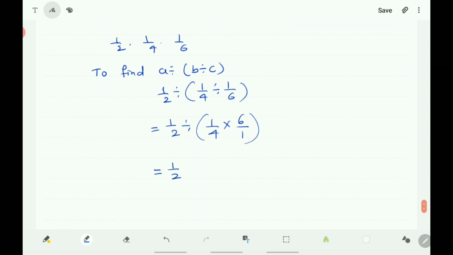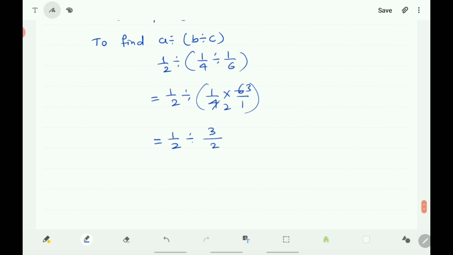1 by 2 divided by, you can cancel here, 2 2s are 2 3s are, so the numerator becomes 1 3s are 3 and the denominator becomes 2 1s are 2. So it is 1 by 2 divided by 3 by 2. Next it becomes 1 by 2 into the reciprocal of 3 by 2 is 2 by 3. So 2 2 cancels.